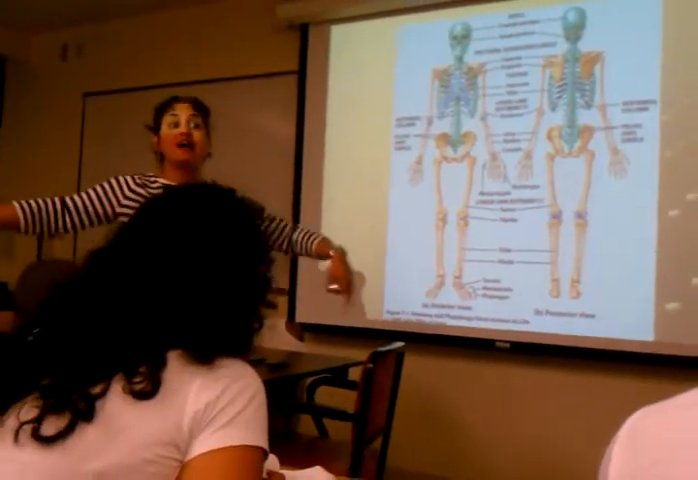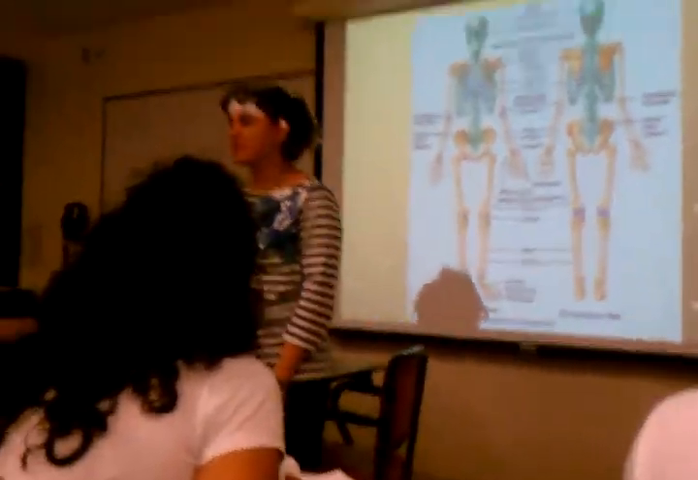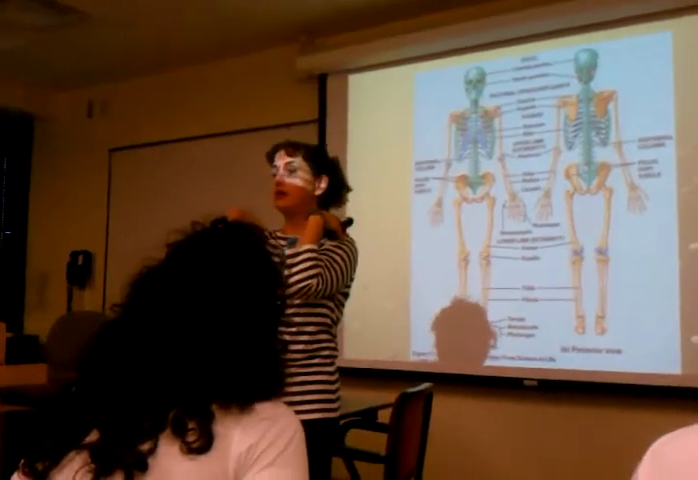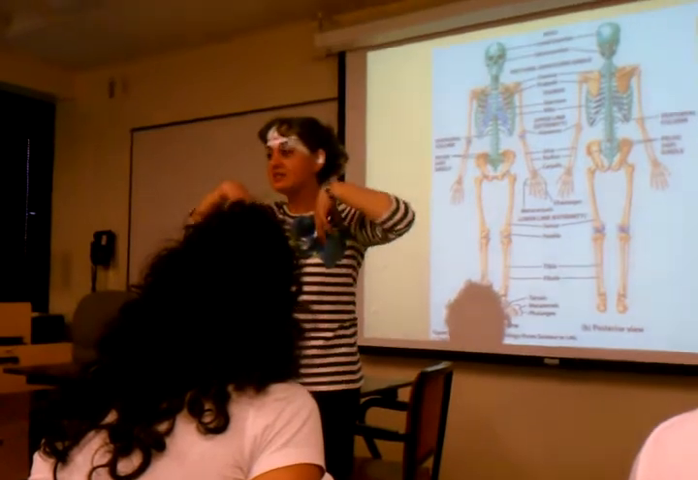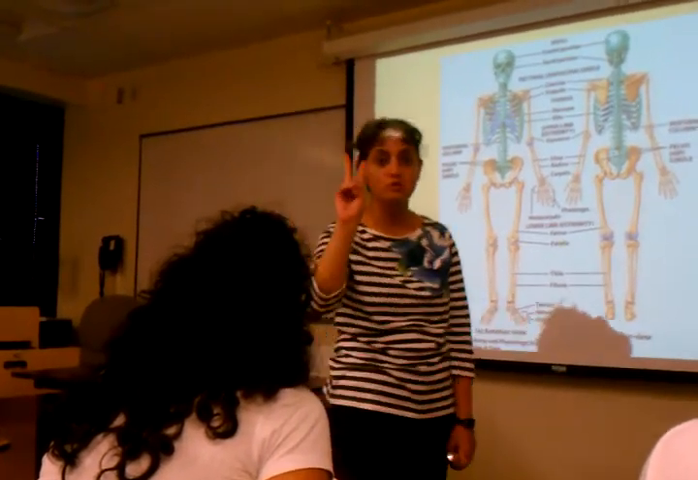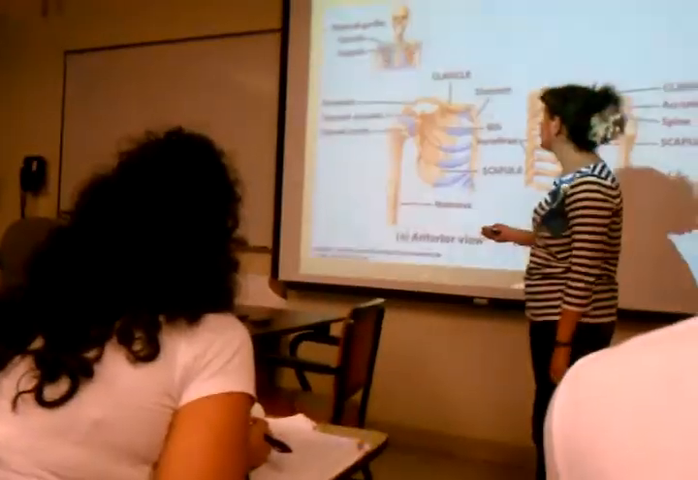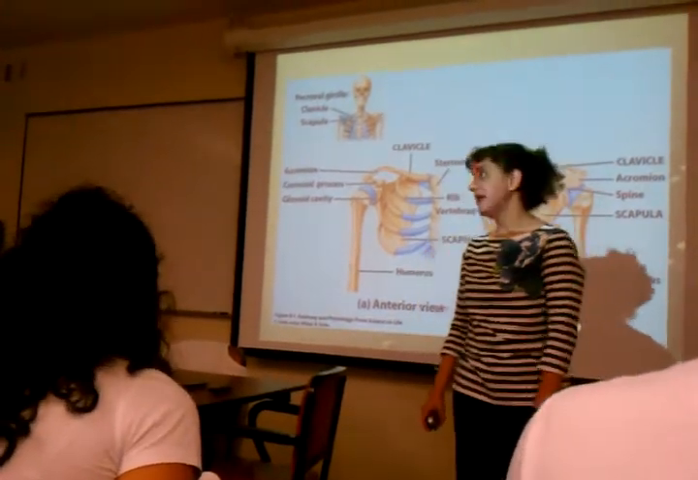Bony structures which attach the upper limb bones and the lower limb bones to the axial skeleton are called girdles. The girdle which connects the upper limb bones to the axial skeleton is called the pectoral girdle. The pectoral girdle consists of two bones. What are these two bones? Scapula. So the first one, which makes the anterior part of the pectoral girdle, is the clavicle.